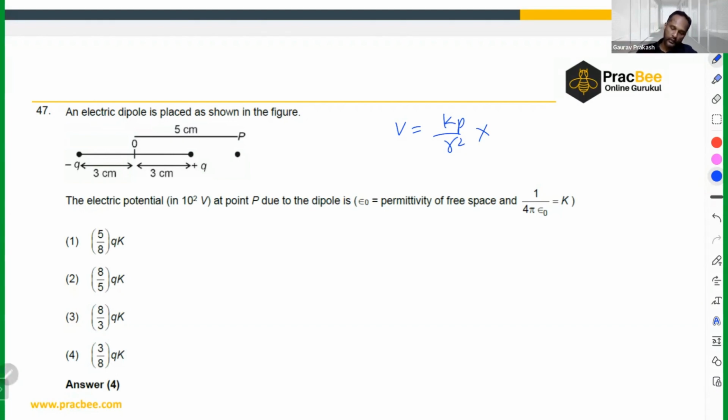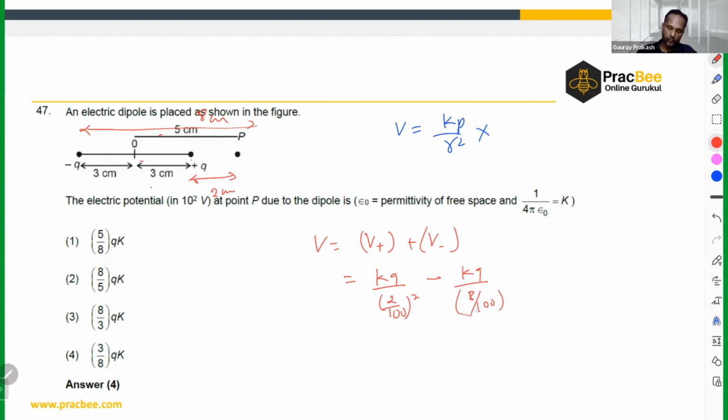So we know that the distance from this charge is 5 centimeter and this is 3 centimeter. So this becomes 2 centimeter, and the distance from the other is 5 plus 3, 8 centimeter. So the net potential here will be V plus and potential due to V minus. Due to V plus, it will be KQ upon 2 square, 2 by 100. We have to convert in meter, and for V minus we have KQ and 8 by 100 whole square.